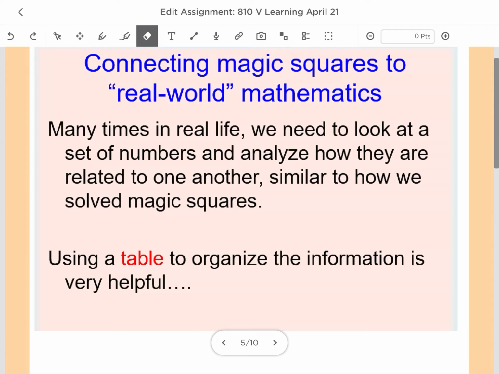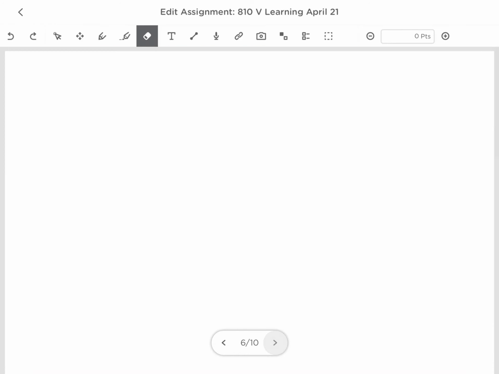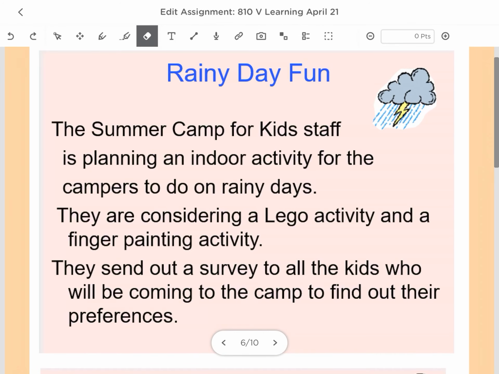So many times we need to look at sets of numbers and analyze how they are related to one another, kind of similar to what we just did in this magic square. So using a table is very helpful to organize information that is given to us. So let's start with this information on this slide.